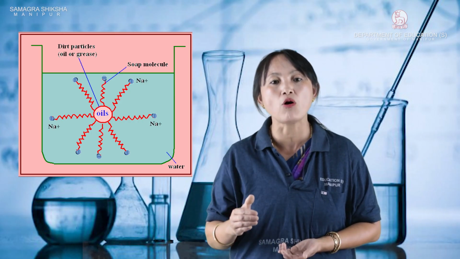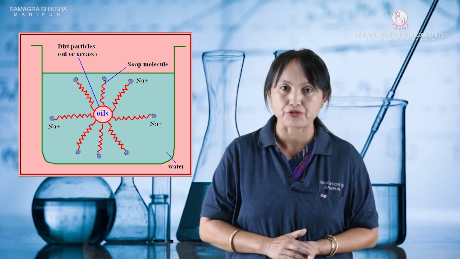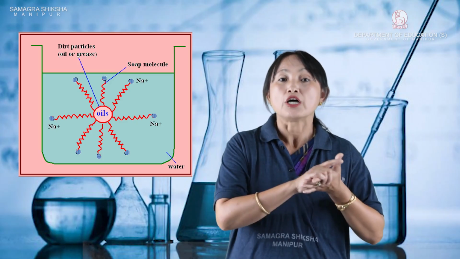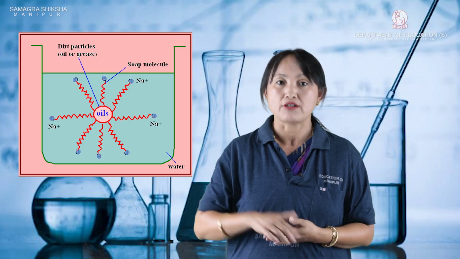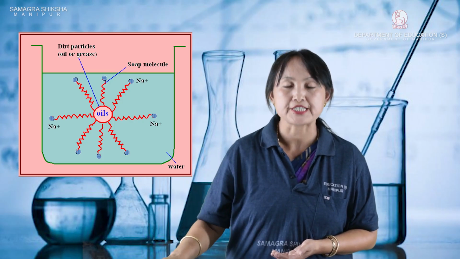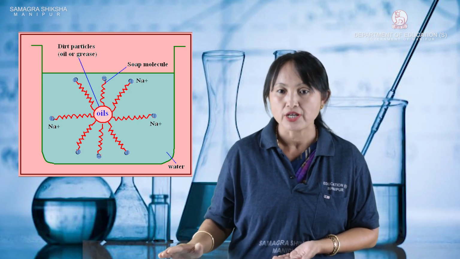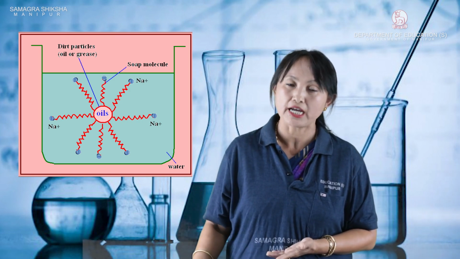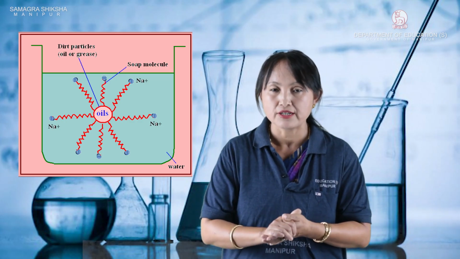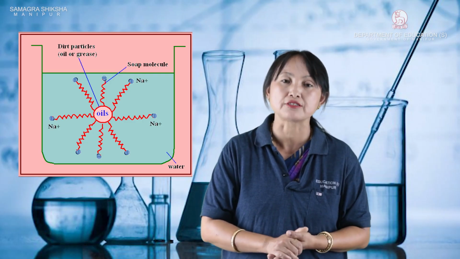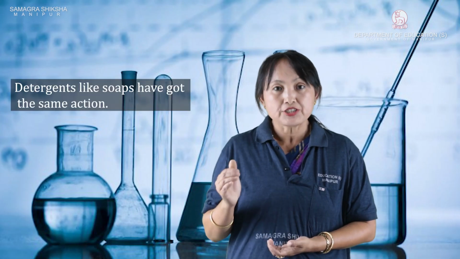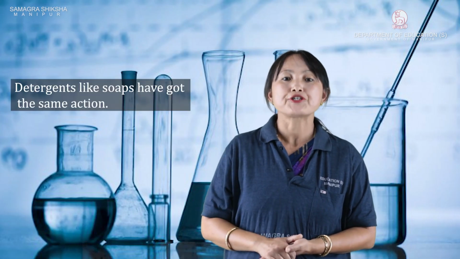Now, when the dirty cloth is agitated in soap solution, with scrubbing, the oil and greasy particles on the surface of the dirty cloth will get dispersed in water. You see the dispersed dirt, due to which the soap water becomes dirty, and the cloth will become clean. So, thus we use soaps or detergents for cleansing purposes. Now, detergents like soaps has got the same action.